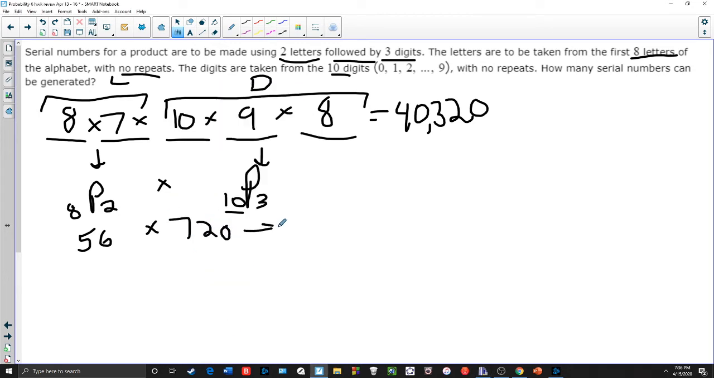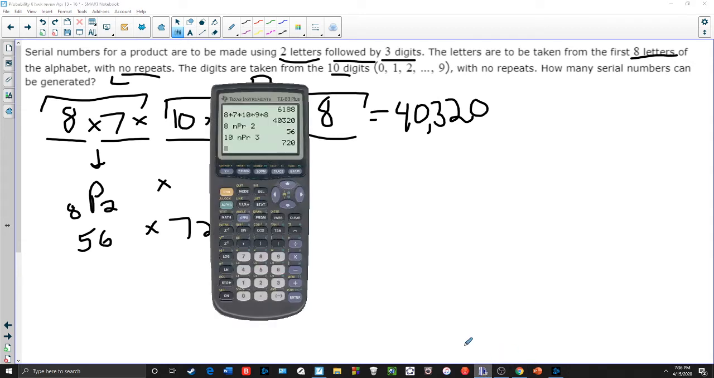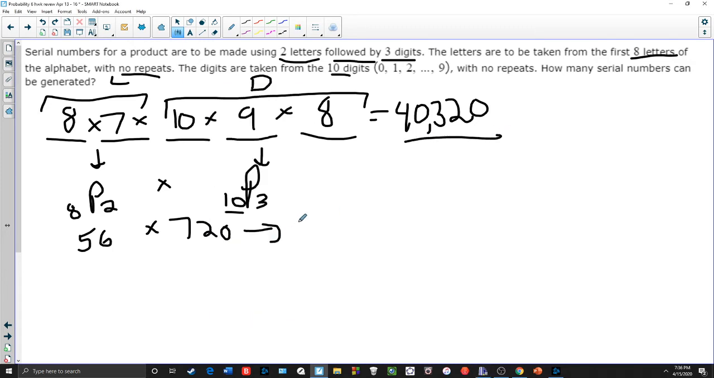times 10, pick 3, we get 720. And again, notice I'm doing permutations because the order does matter. If we're making a serial number, AB is going to be different than a serial number of BA. So make sure that we're doing a permutation here because it is not a combination, because the order does matter. So 720 times 56 gives us, again, the same answer, 40,320.